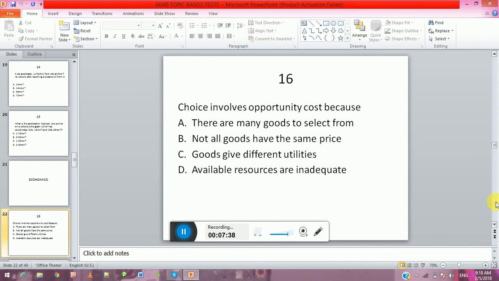Economics. Choice involves opportunity cost because A. There are many goods to select from, B. Not all goods have the same price, C. Goods give different utilities, D. Available resources are inadequate.